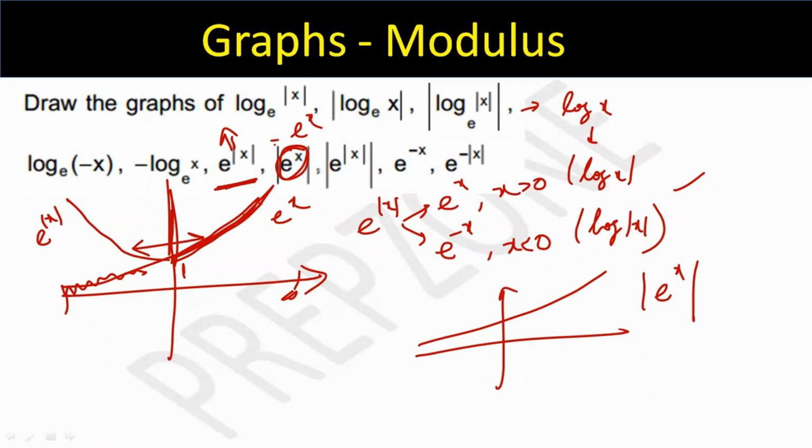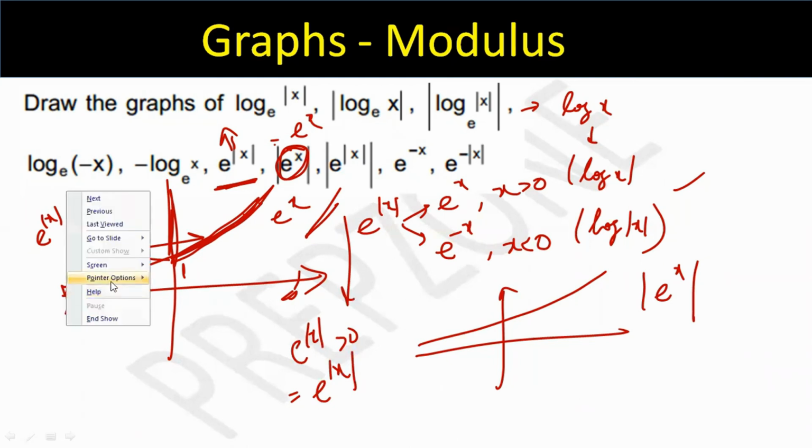mod of e to the power mod x. Okay? So we have already plotted the graph. This was the graph of e to the power mod x, right? Its modulus will remain the same because, see, e to the power mod x is always positive. So this is the same as saying e to the power mod x, and hence the graph remains exactly the same like this. There will be no change.